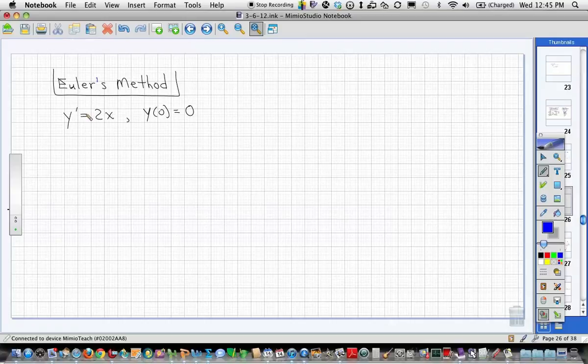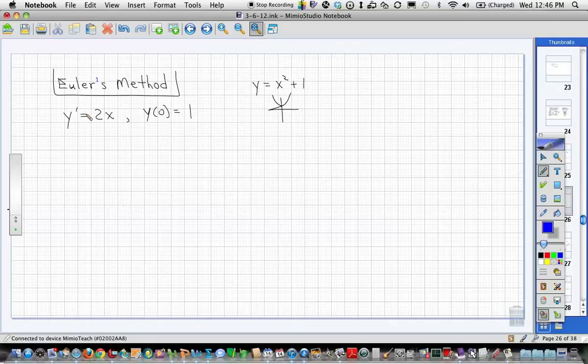Oops, that's not the right one. We do y of 0 equals 1. Now, I think we all know what the solution to that's going to be, right? What's the solution to that differential equation? X squared plus some c, which we'll then put in our initial condition, and we'll get 1. So I believe our solution to this should be that right there, right?